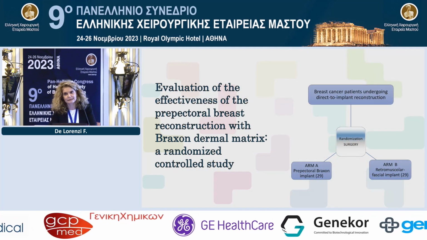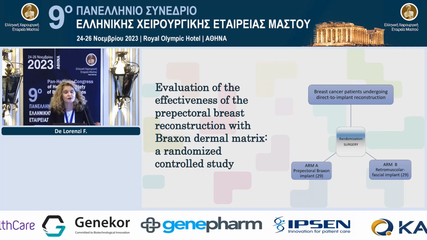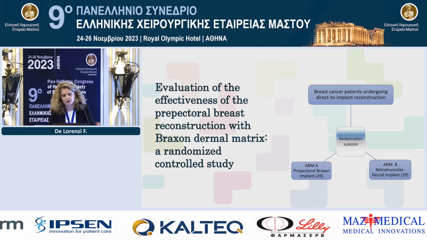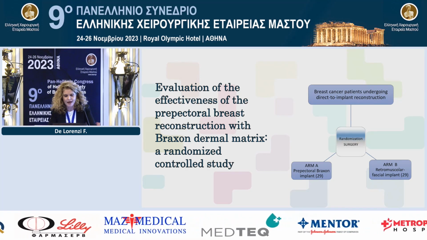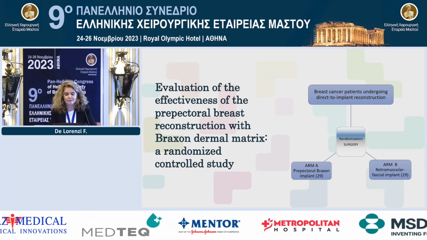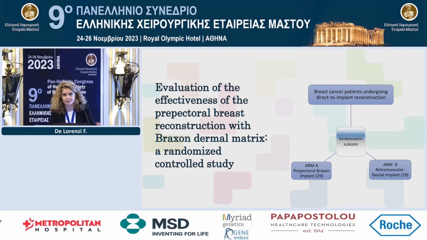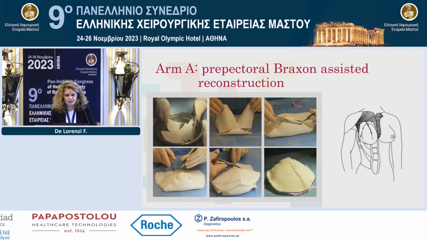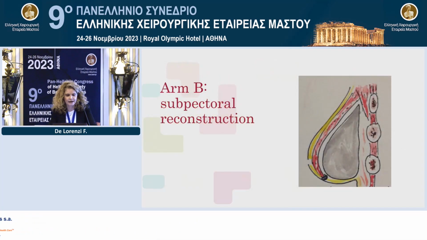And we set up this randomized trial to evaluate the effectiveness of prepectoral breast reconstruction with Braxton dermal matrix. Breast cancer patients candidates for direct-to-implant reconstruction were randomized at surgery and divided into 2 arms. Arm A receiving prepectoral Braxton-assisted reconstruction, and Arm B receiving retropectoral reconstruction. So these are the patients in Arm A. We use the flat Braxton, and Arm B has subpectoral reconstruction.